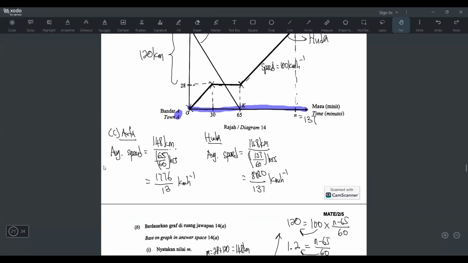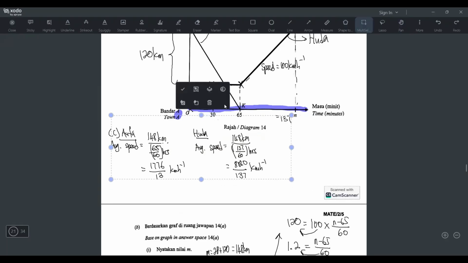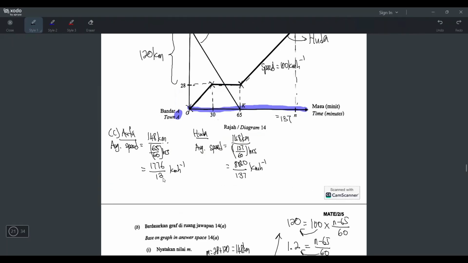I need some space, so I will make this smaller. I will write here the difference. The difference will be bigger minus smaller, right? So which one is bigger? This one is 64 point something, and this one is 136 point something. So I have to take the bigger one and minus this one. So it will be 1776 over 13 minus 8880 over 137.